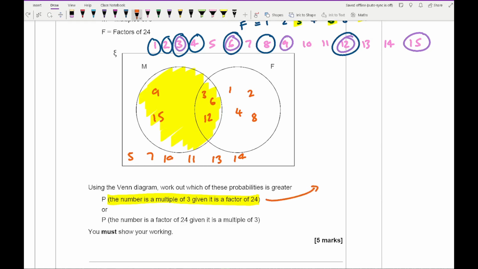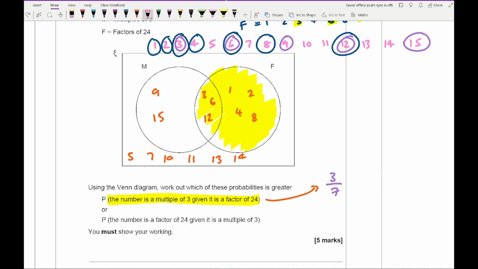Multiples of 3, given that it's a factor of 24. Actually, it's the wrong one I've circled, so it's actually going to be out of this pool here. So from that pool there are 1, 2, 3, 7 numbers, and out of those, how many are multiples of 3? That's going to be 3, so it's 3 out of 7.